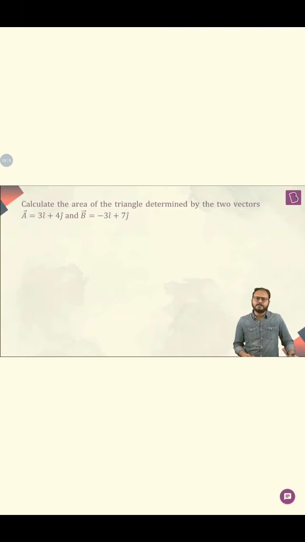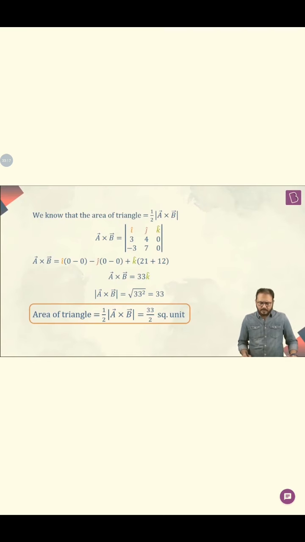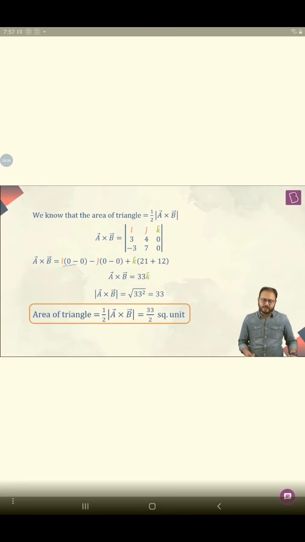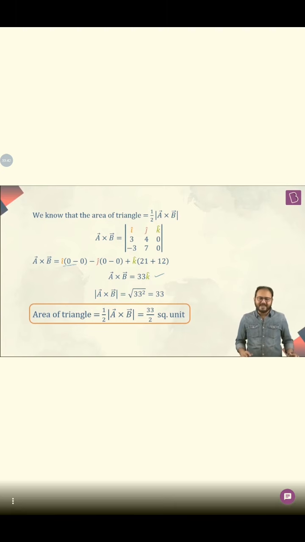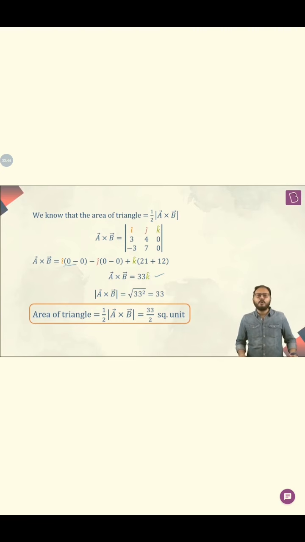What should I do now? I, j, k, good. If the third term is missing, put 0 there. And the k term will be 0. Let's open this. I, 0 minus 0. There you go. Minus j, 0 minus 0 again. Plus k, 3 into 7, 21. 21 minus of minus 12, 21 plus 12, 33k cap. Can I check whether it's correct or not? Yes. Both the vectors contain only I and j. That means both the vectors are in which plane?